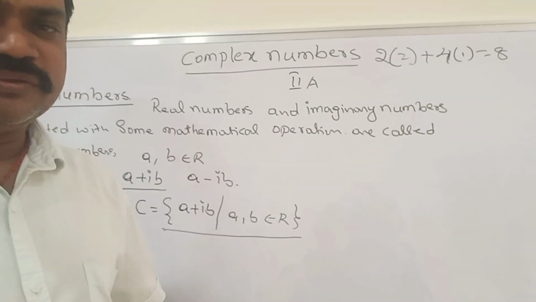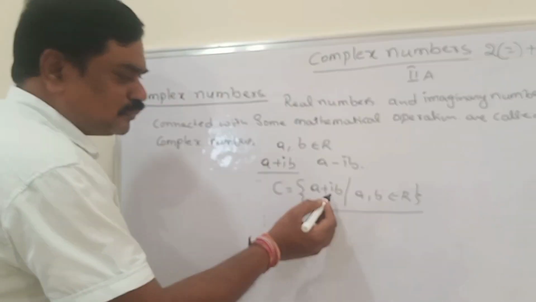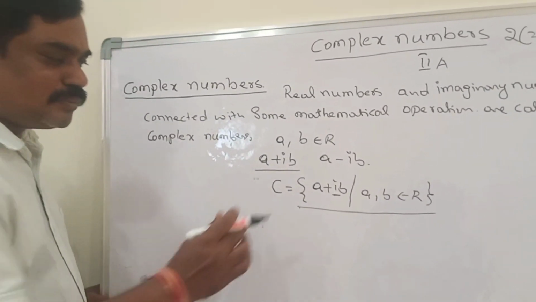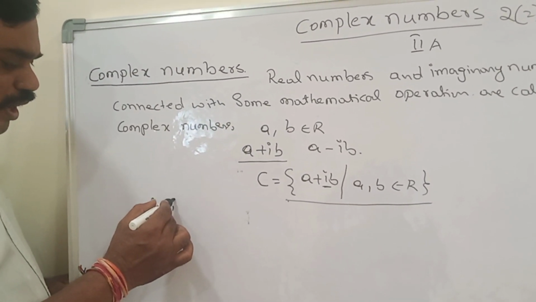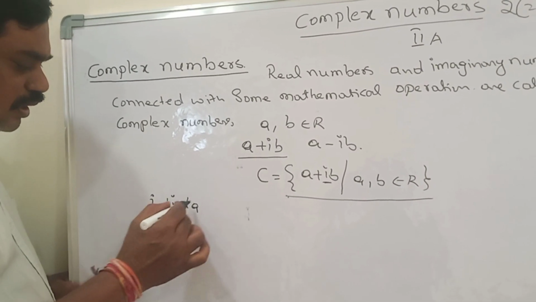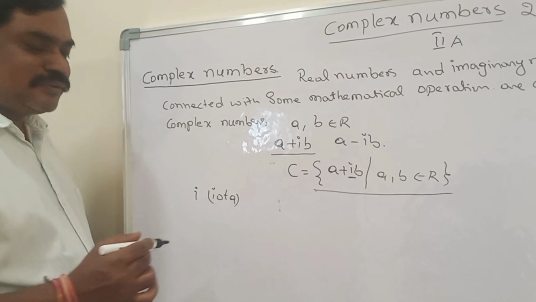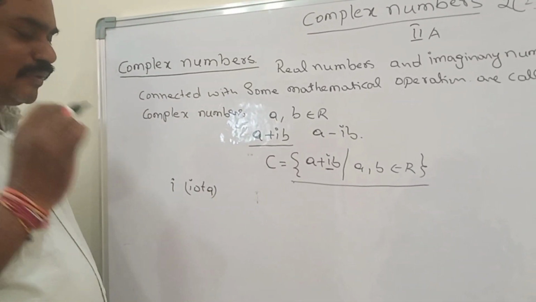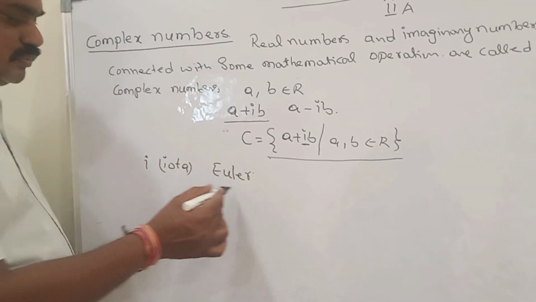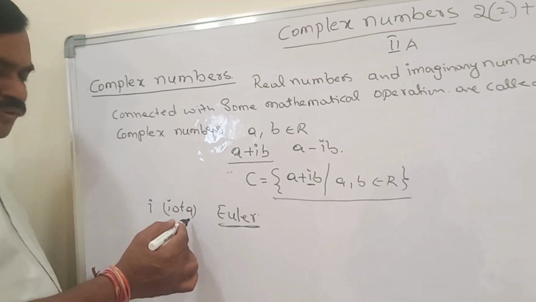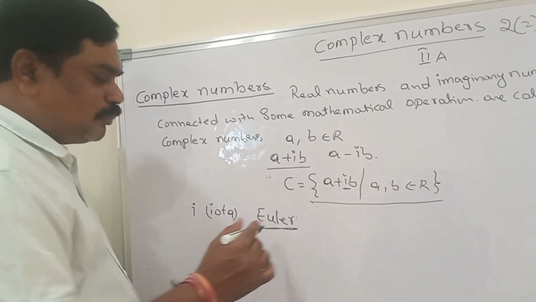Okay, all of you. Here we discuss i. i is the iota. Iota was introduced by the great mathematician Euler.